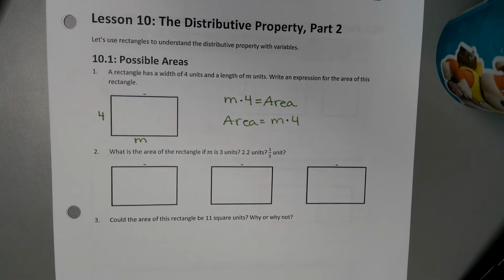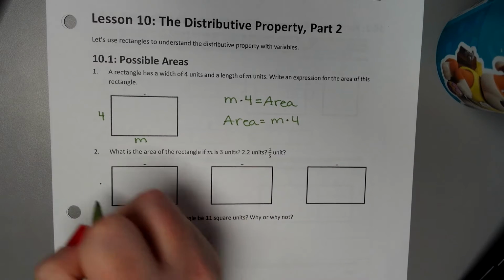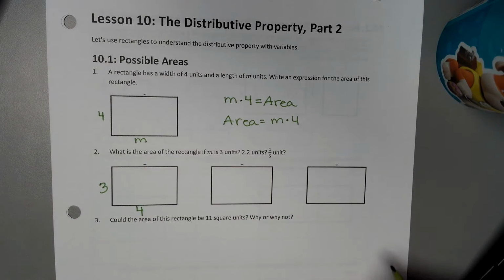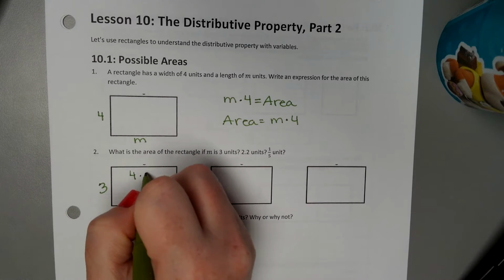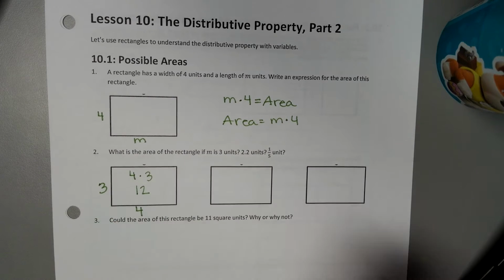What is the area of the rectangle if m is 3 units? Okay, so we have, I guess this should be 4, and this would be 3. We would have 4 times 3, which is 12.